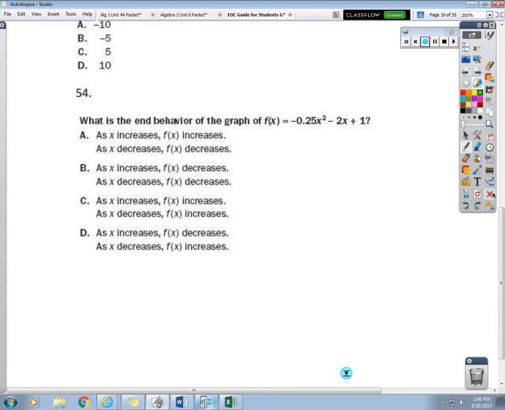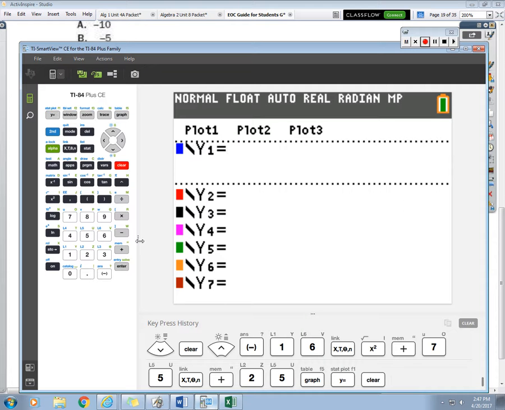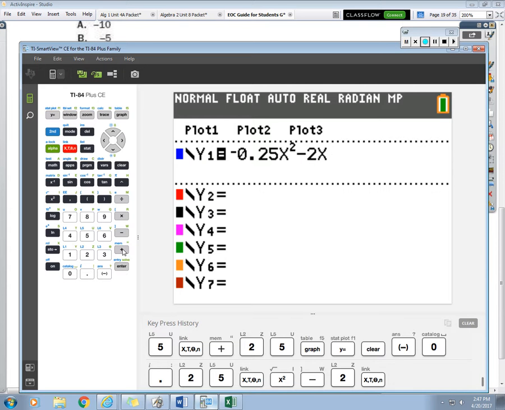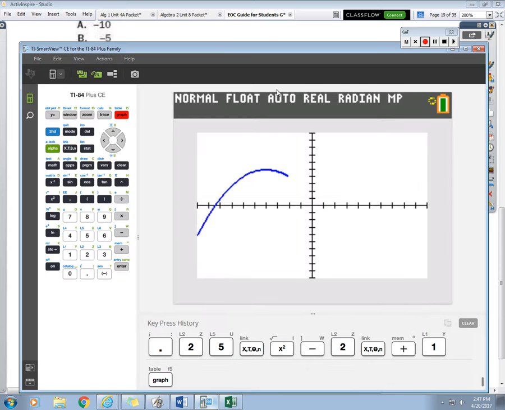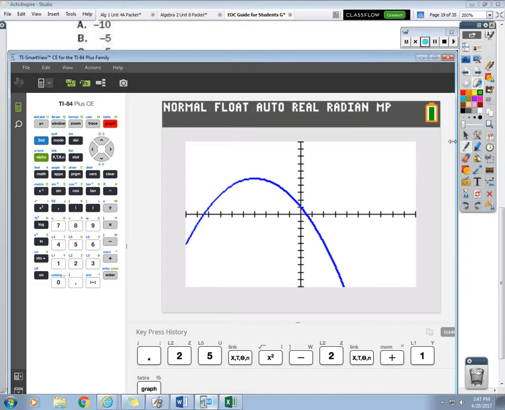Number 54. What is the end behavior of the graph f of x equals -0.25x squared minus 2x plus 1? If you had this question, what would you do? Right. Can't really do anything with it until you see the graph of that. Okay, so first type it in, negative 0.25x squared minus 2x plus 1. Okay, now let's read the statements as we look at the graph. So let me minimize my graph.